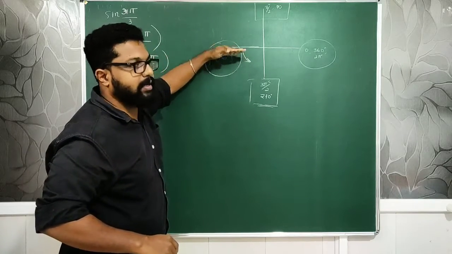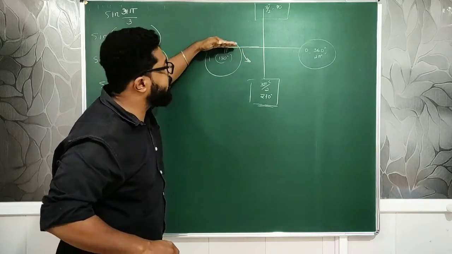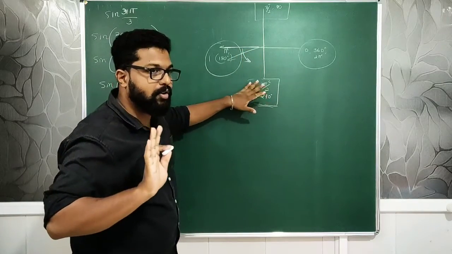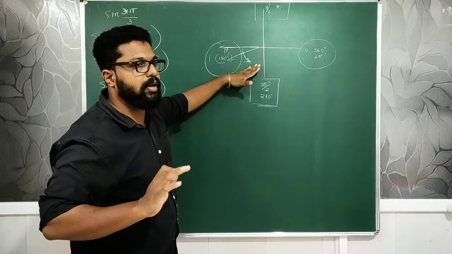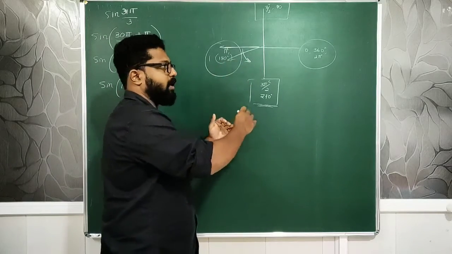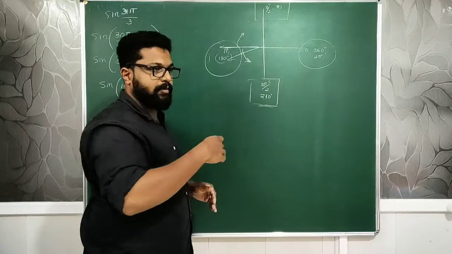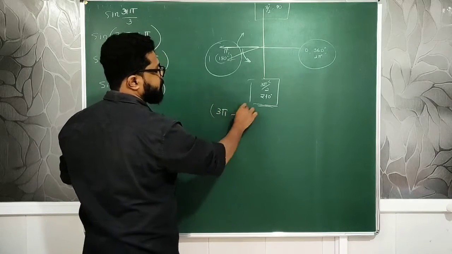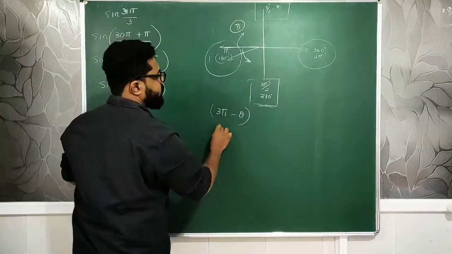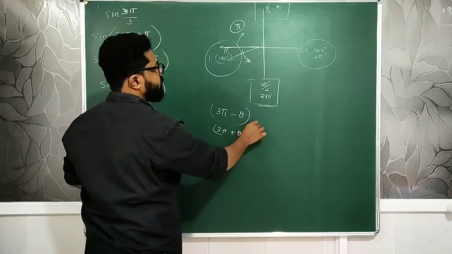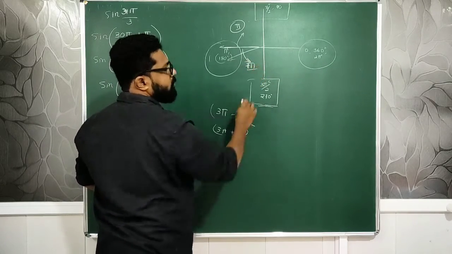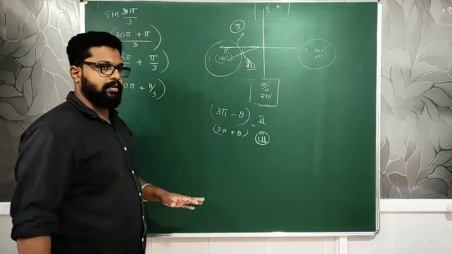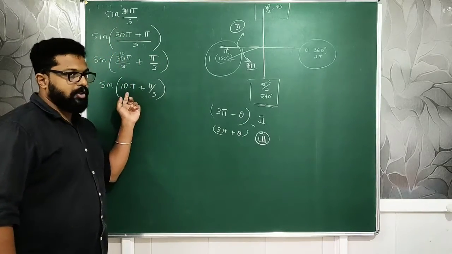Then the addition of an odd multiple of pi with any angle, even if it is 1 degree, would fall in the third quadrant. Agree or not? If it was an odd multiple of pi minus any angle, something like 3 pi minus beta, it would fall in the second quadrant. Suppose it was 3 pi plus any angle theta, it will fall in the third quadrant. Understood? You are understanding my idea? So this is how you can imagine about that. I told you all about the odd multiple now.